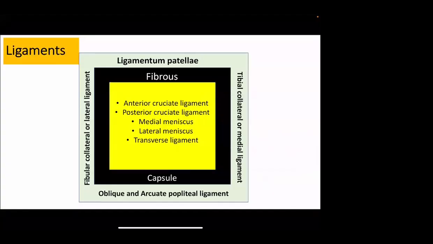Regarding the ligaments, they are classified into extracapsular and intracapsular ligaments. The extracapsular ligaments include the ligamentum patellae anteriorly, the oblique and arcuate popliteal ligaments posteriorly, the tibial collateral or medial ligament medially, and the fibular collateral or lateral ligament laterally. The intracapsular ligaments include the anterior and posterior cruciate ligaments, the medial and lateral menisci, and the transverse ligament.